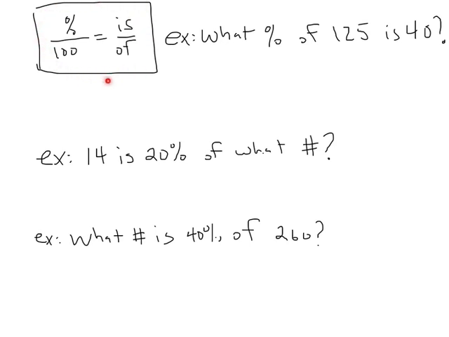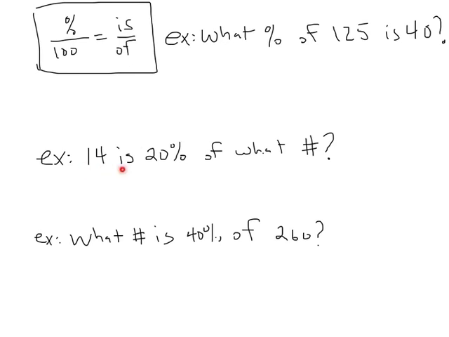To solve the word problems in section 2.4, we're going to use this very cool formula: percent over 100 equals is over of. It's really just setting two ratios equal, which makes a proportion. 100 will always be the denominator on the left. If you know the percentage, you'll fill it in on the upper left. If you don't know the percentage, that's where your unknown will go. And then you're going to look for the words is and of. Like in this first example, is 40 of 125. So 125 is the of word, 40 is the is word.